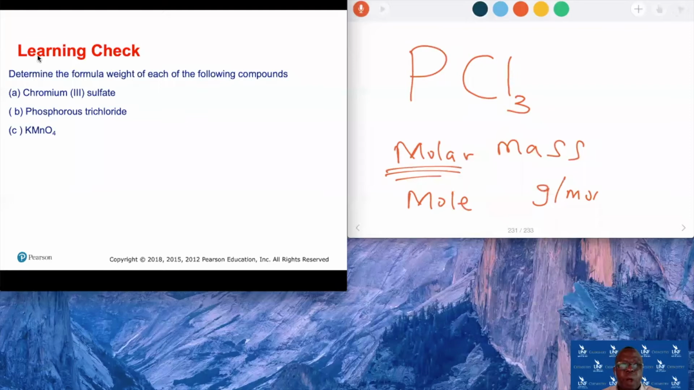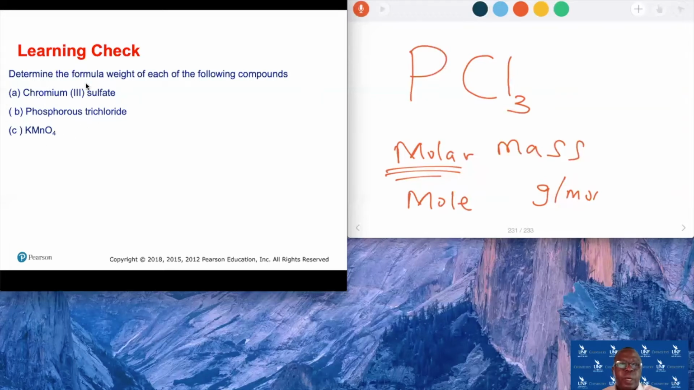We solved this problem on the PowerPoint slide, chromium(III) sulfate. I showed you how to use the crossover rule, which we learned earlier on. With the polyatomic ion, you should know the ionic charge for the sulfate and also other common polyatomic ions mentioned in the text.